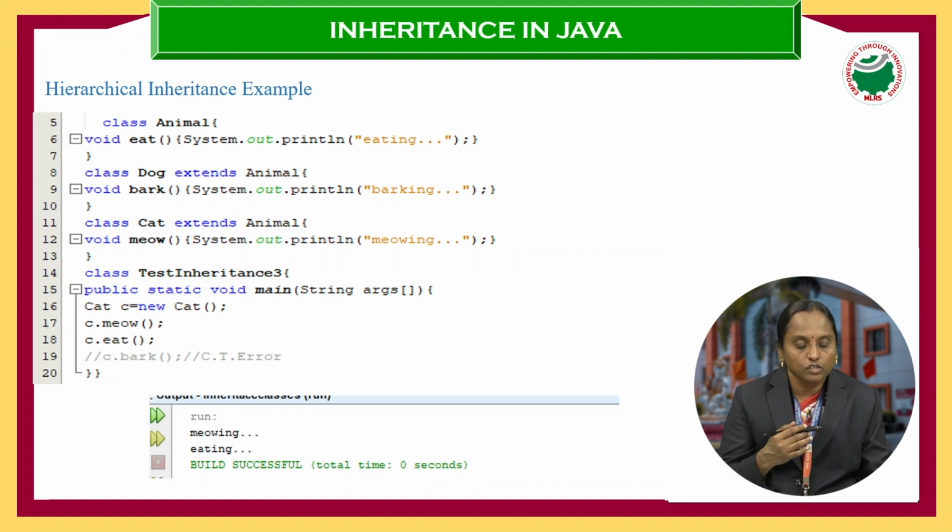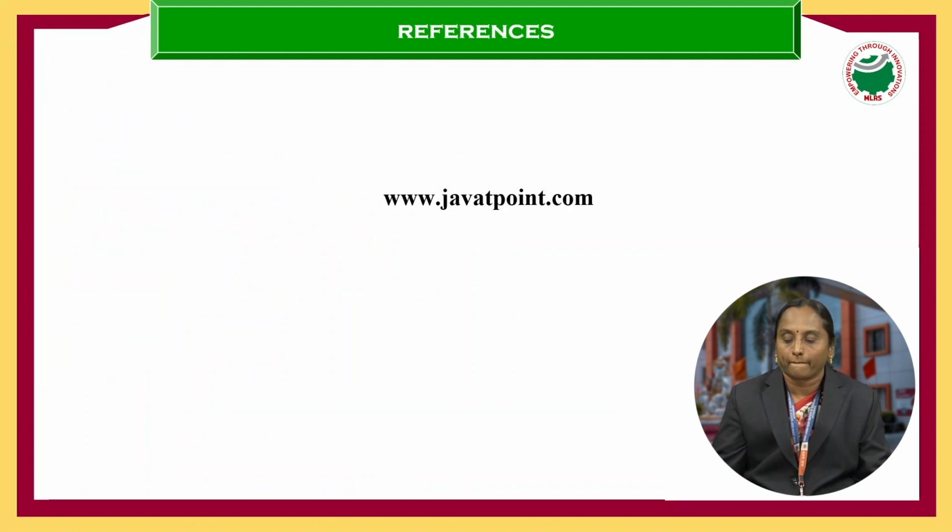By using the cat class object, we can access the method from the cat class. We can access the method from the animal class. But we cannot access the bark method from the dog class, because dog class superclass is the animal and cat class superclass is the animal. So dog and cat are the subclasses of animal class. By using that cat class object, we cannot access the methods of dog class. This concept is hierarchical inheritance. Thank you.